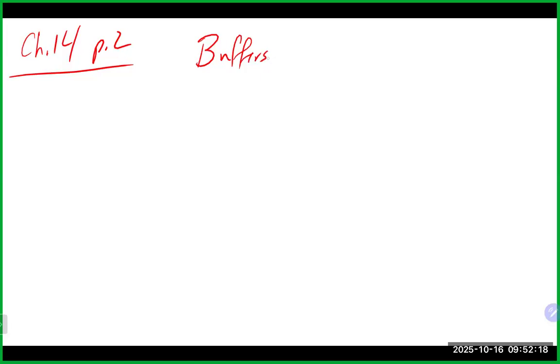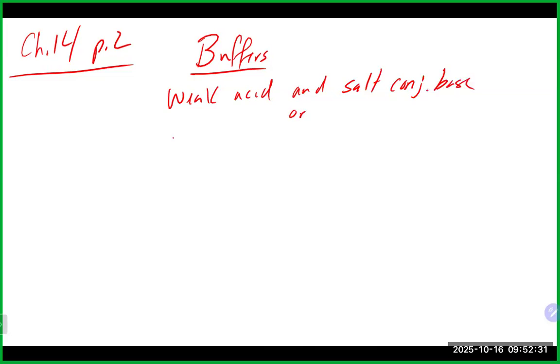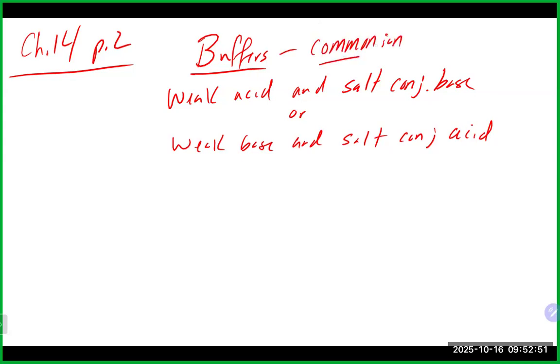And again, buffers are a combination of either a weak acid and the salt of its conjugate base, or you can make a buffer out of a weak base and the salt of its conjugate acid. Remember that both of these things need to be basically in the solution to begin with in order for a buffer to work properly. A buffer is really a common ion situation, and that is what we have when we have these together.